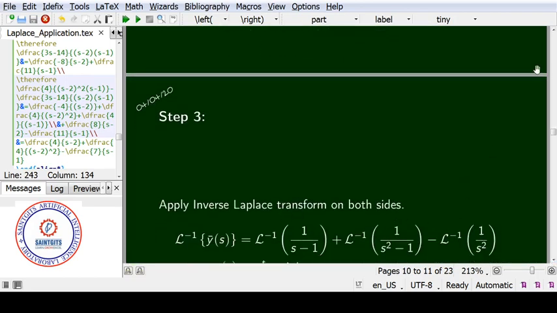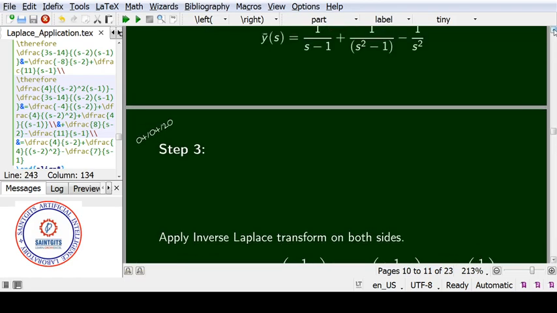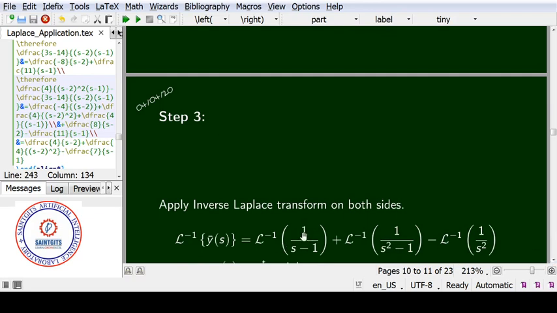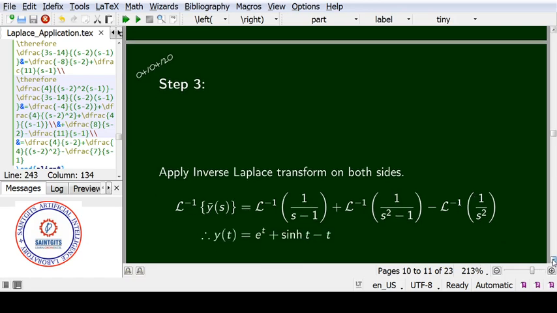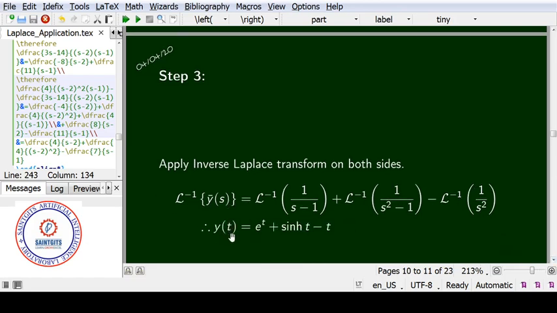Apply L inverse on both sides. That means L inverse of y bar of s equals L inverse of this term plus L inverse of this term minus L inverse of the last term. I did it here: L inverse of 1 by s minus 1, plus L inverse of 1 by s square minus 1, minus L inverse of 1 by s square.